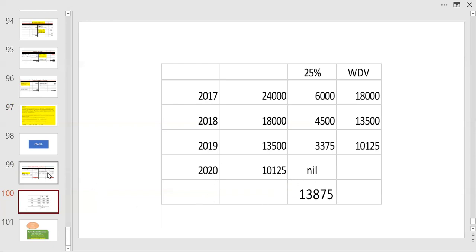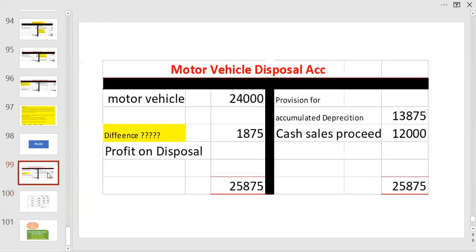Having said that, I will go back to the answer again. So if you put it, there is a difference. The difference is 1,875. So what it represents is definitely profit on disposal. Since it is a debit balance here, automatically the next entry will be in the profit and loss account as a credit entry. If it is a credit entry, it is profit.